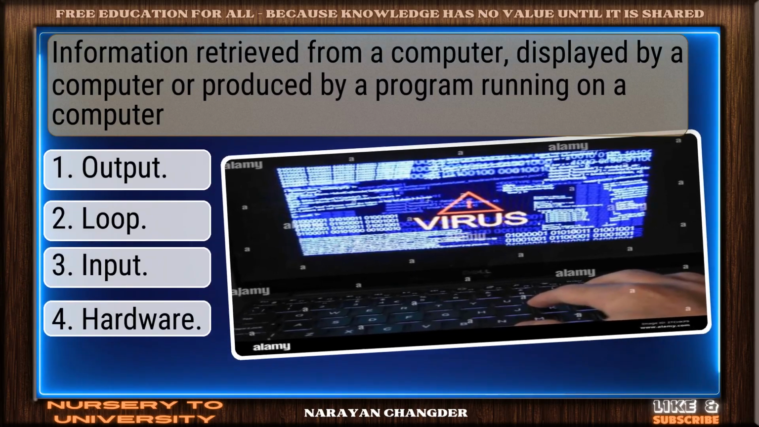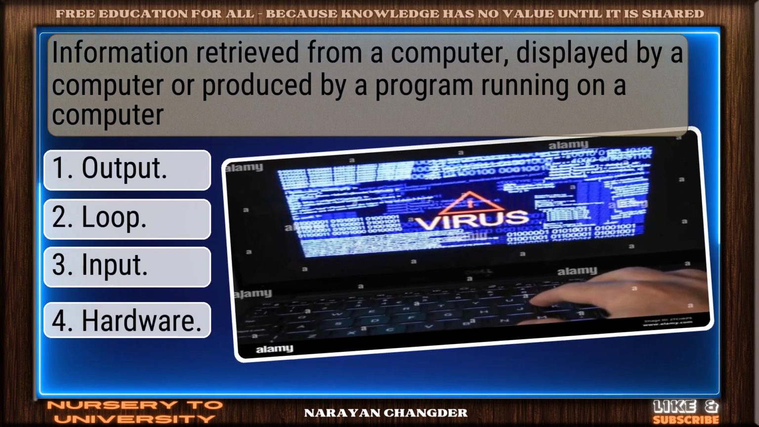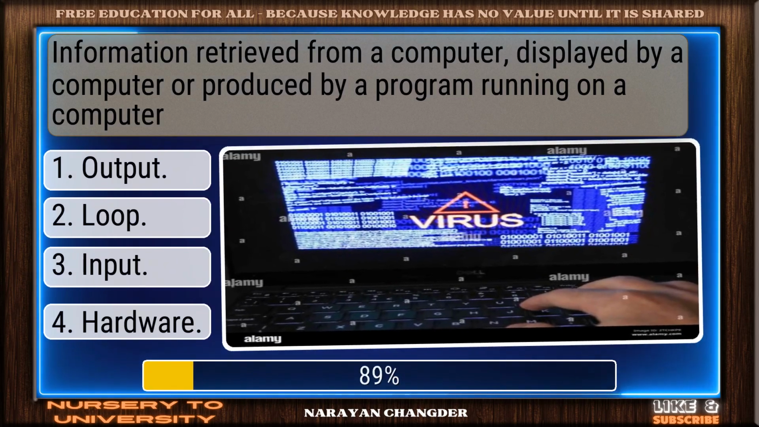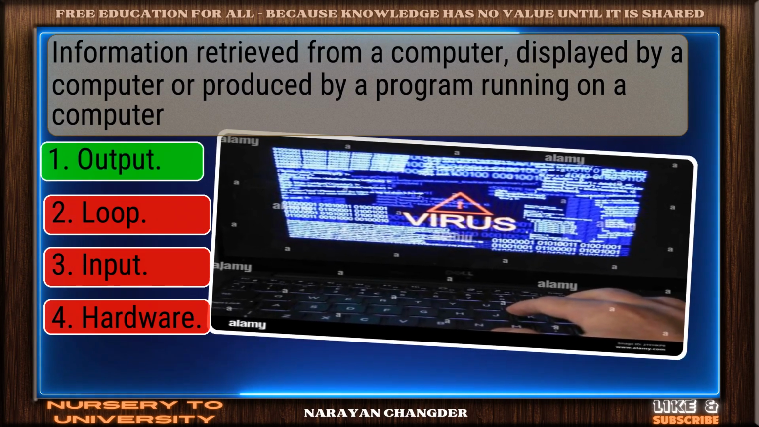Question number 17. Information retrieved from a computer, displayed by a computer, or produced by a program running on a computer. Nice selection. Output is the correct and valid answer.